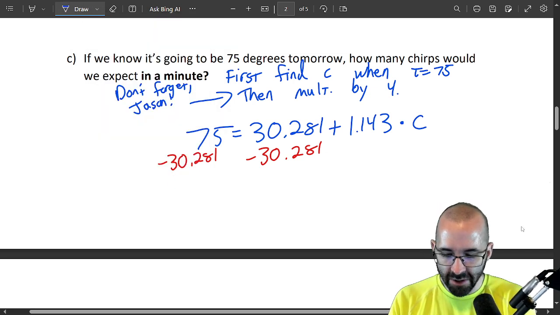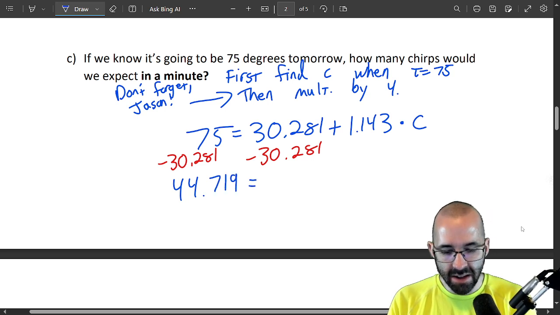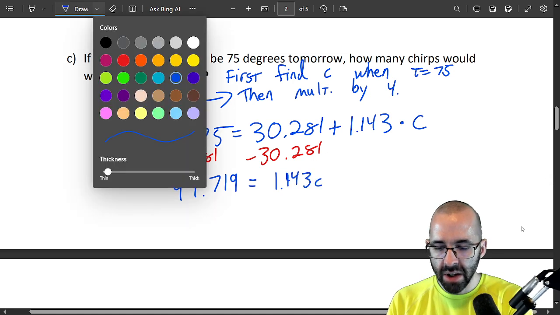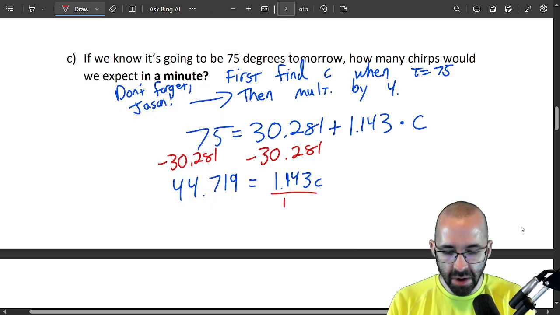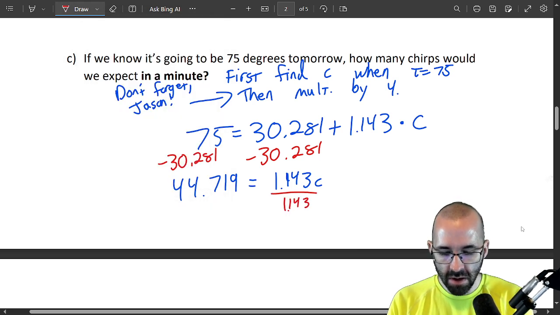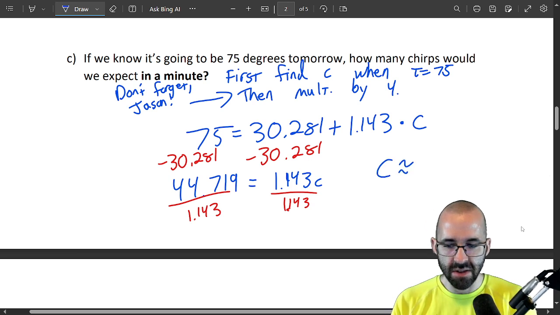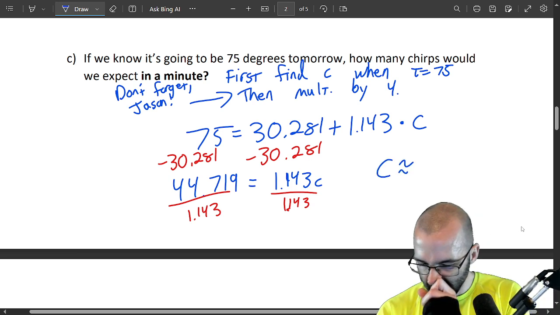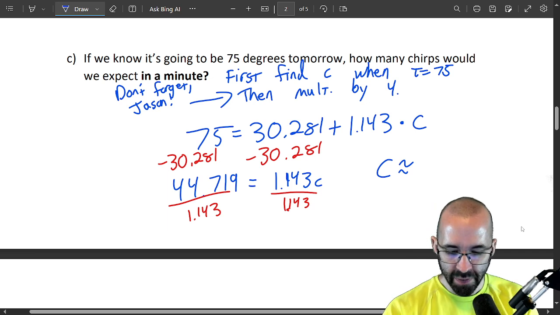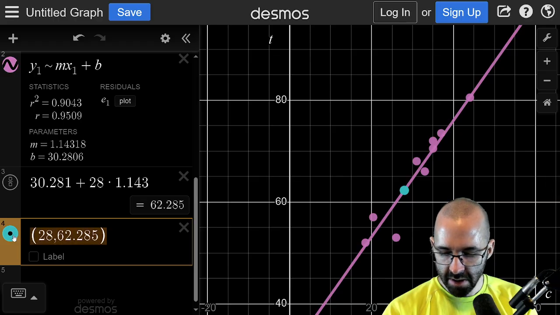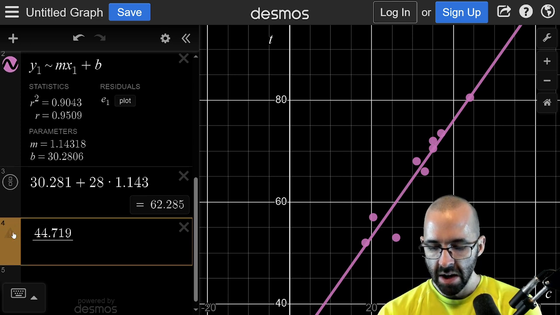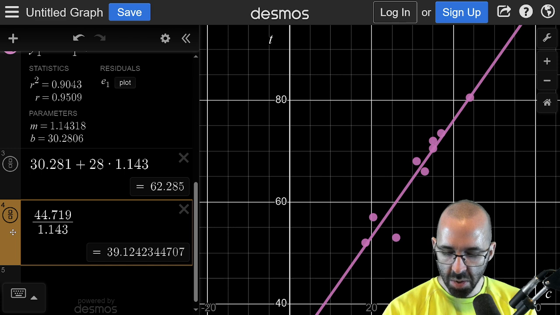All right, when we do that, we're going to get 44.719, hopefully. It's going to equal 1.143 times C. And then we're going to divide both sides by that 1.143. All right, and that should give us the number of chirps. Let's round to the nearest chirpage. Or maybe not. 44.719 divided by 1.143 is about 39.124.